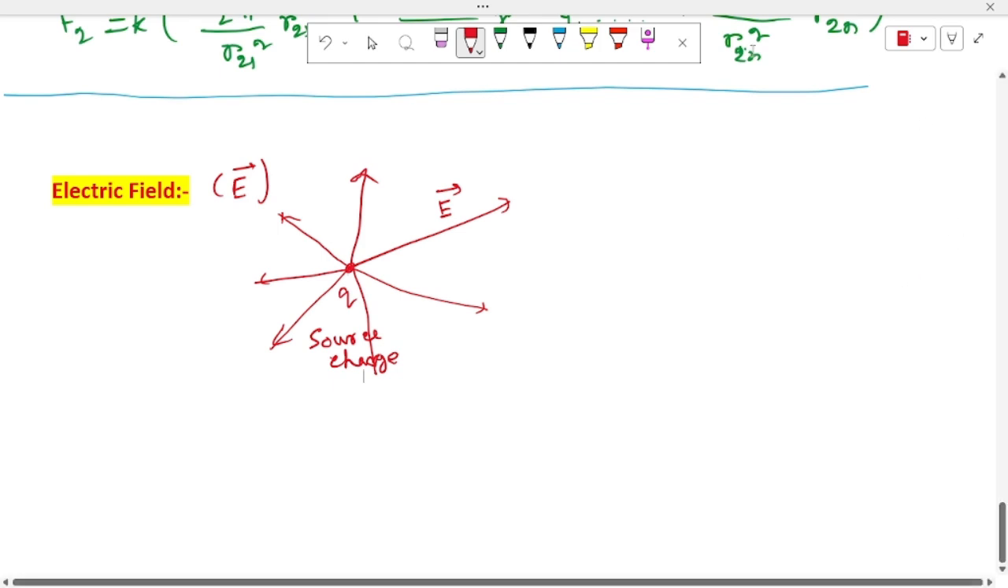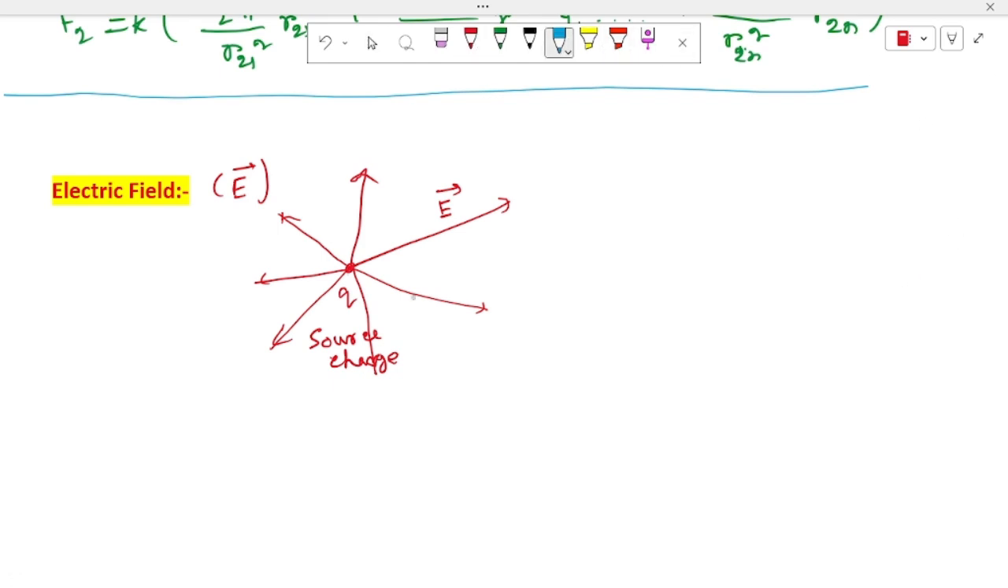This is called the source charge. If we put a test charge Q naught in this field, this is called the test charge. It will experience the field. If it is positively charged, it will feel a force away from the charge as they are of the same polarity. So it will experience a force F vector.